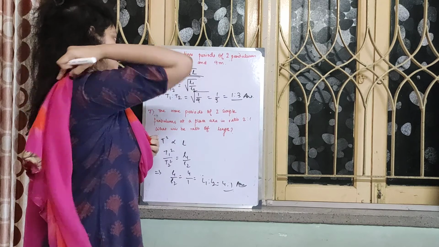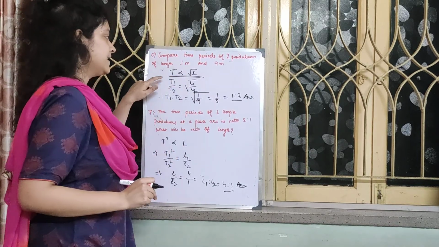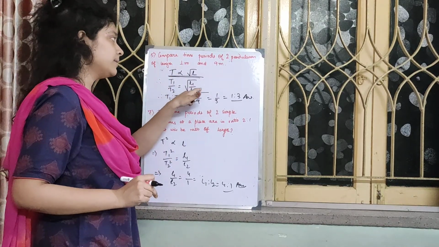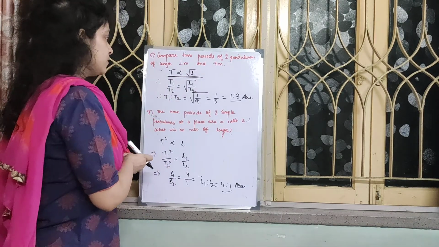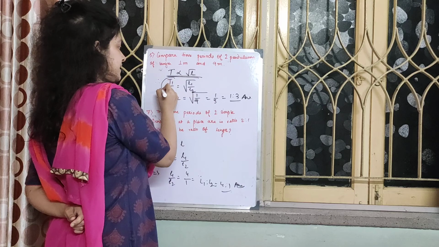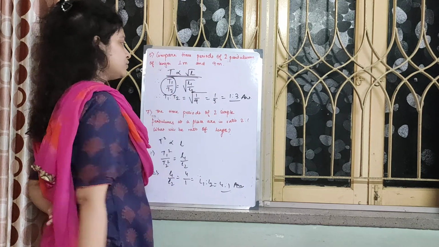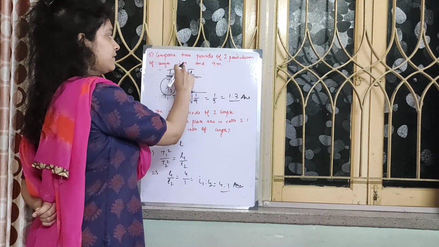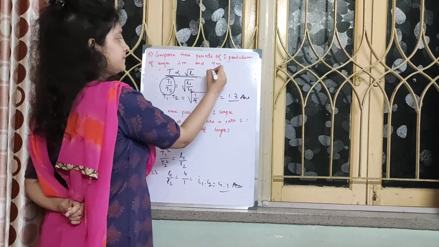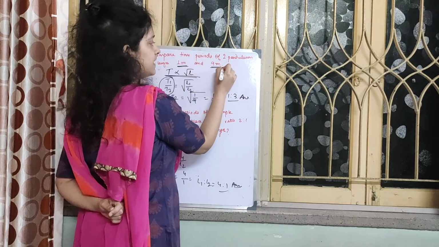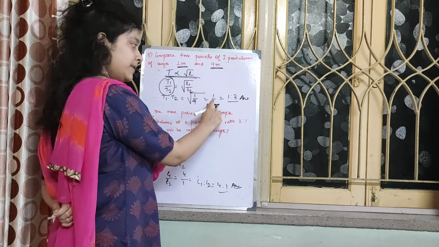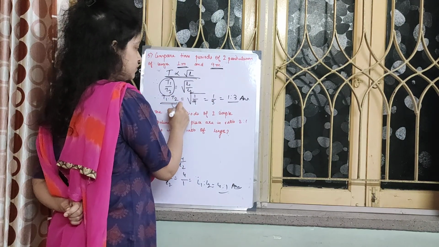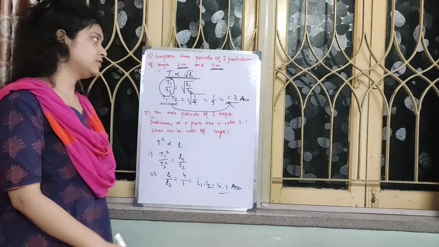Okay. So, obviously from here I can write T1 by T2 equal to root over L1 by L2 because it is directly proportional. So that means I have to find T1 by T2, that is T1 is to T2. L1 is given 1, L2 is given 9. Root over 1 by 9, that means 1 by 3. So basically T1 is to T2 is 1 is to 3.